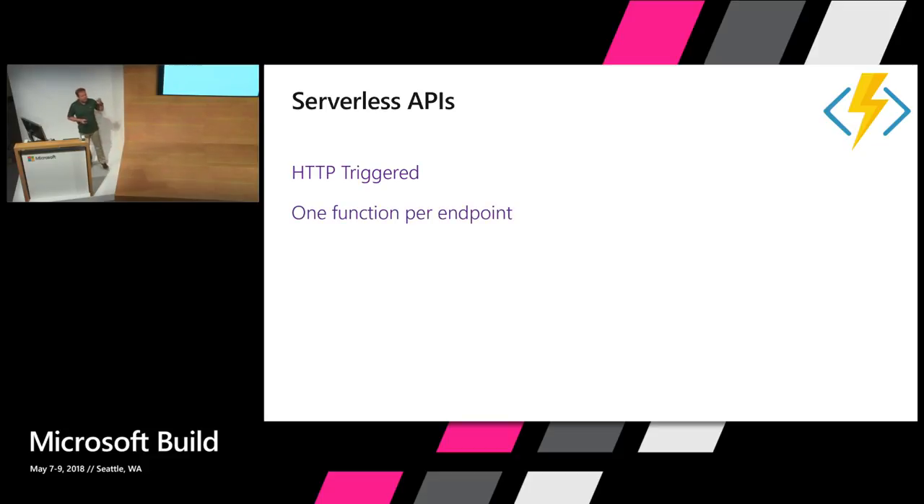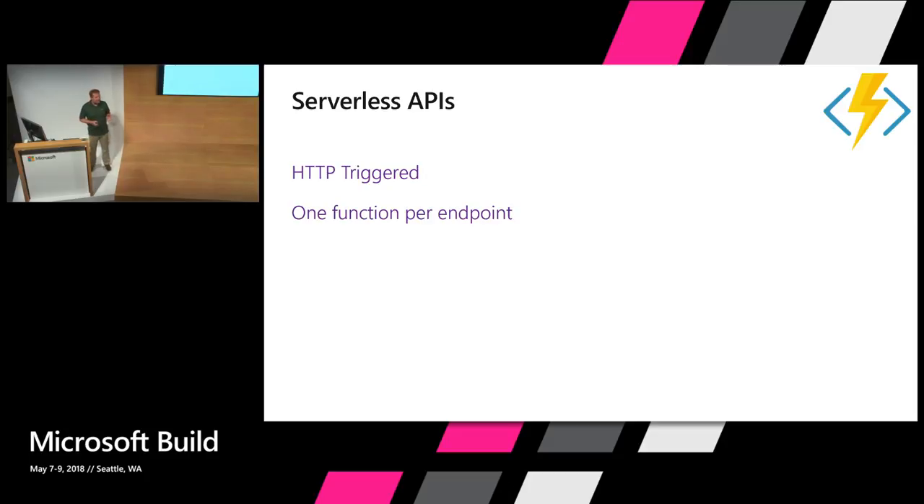And typically, we want to build one function per endpoint. So for example, if you build a calculator application, you're going to have one function for the addition, one function for the subtraction, and then one for the divide, etc. Now, each of those functions is going to have a separate URL because it's a different endpoint, okay?